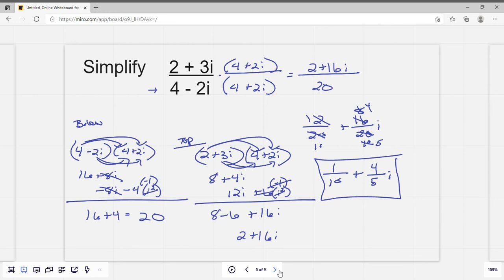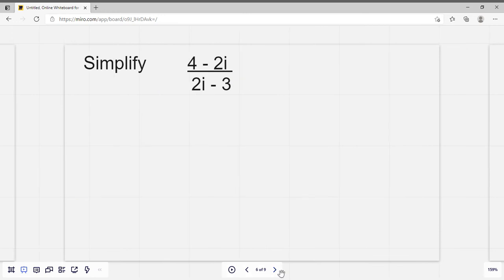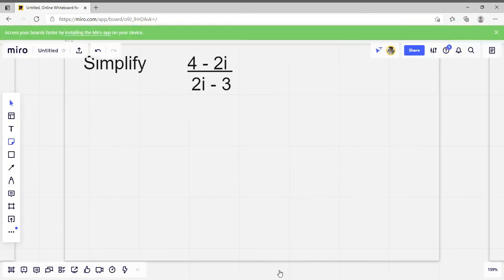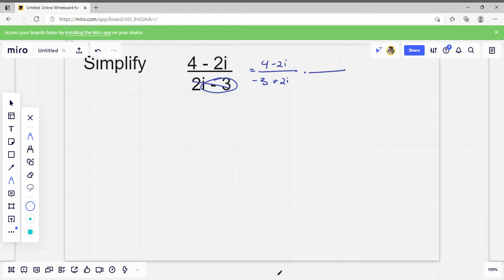Okay, let's try another one. This one is not written in standard form, so what we have to do is swap that around and write it in standard form. Our top's fine, but our bottom needs to be swapped around. So this will be 4 minus 2i over, our negative 3 has to come first, plus 2i. Now we're going to multiply above and below by the conjugate of that, so negative 3 minus 2i.